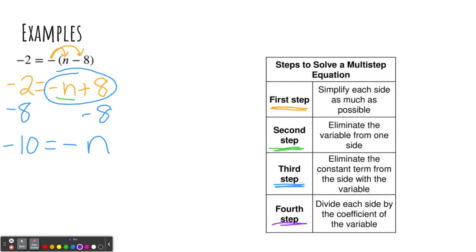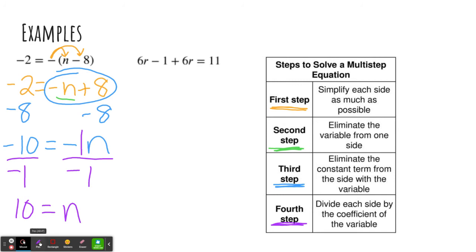Our fourth step is to divide each side by the coefficient of the variable. That means the number in front of the letter. In this case, it is a -1. So we're going to divide both sides by -1, and you get +10 equals n, because a negative divided by a negative is a positive.